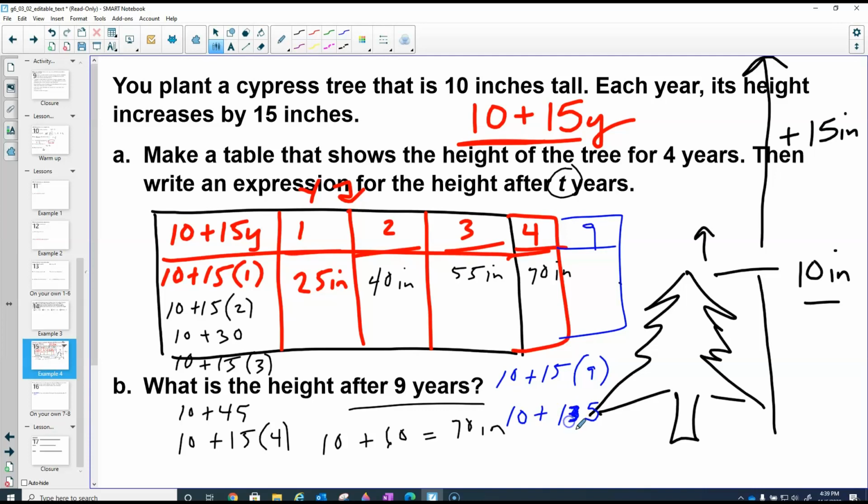So in that many years, it would be 145 inches tall.